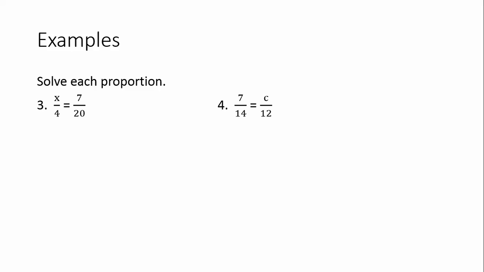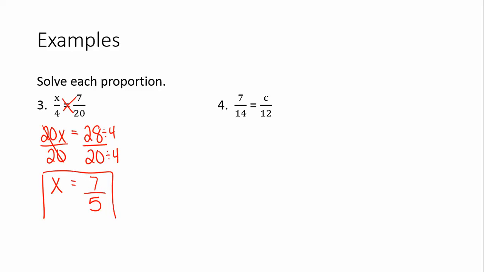So a couple more here. We have x over 4 equals 7 over 20. When we cross multiply, we get 20x, or 20 times x, equals 4 times 7, which is 28. Divide both sides by 20. You'll see that 28 is not divisible by 20, but we can reduce both of these numbers by 4. 28 divided by 4 is 7. 20 divided by 4 is 5. So we get that x equals 7/5.